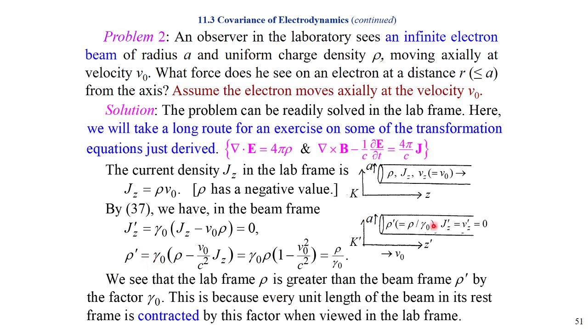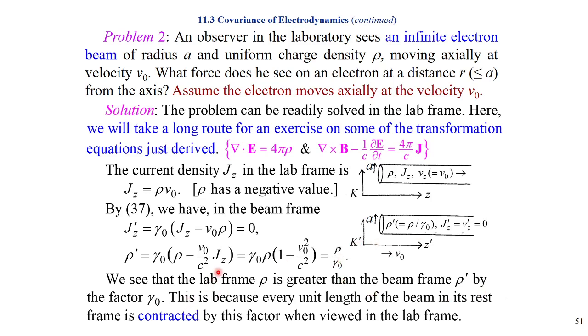Therefore, in this frame, the charge is diluted because it is divided by gamma 0. However, in this frame, the charge density is increased. That's because of length contraction. Total charge should be the same, but because of length contraction, the density will be increased.